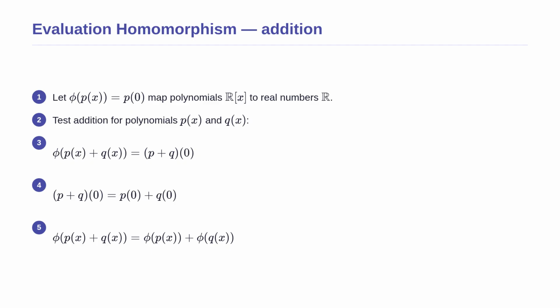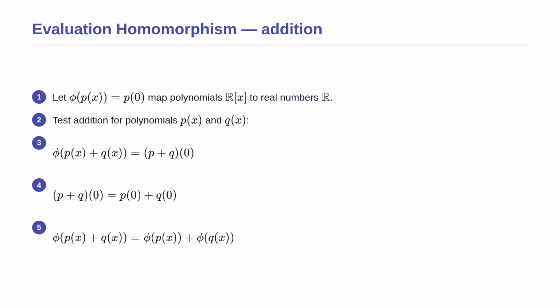Let us look at another powerful example, known as the evaluation homomorphism. Here, we are given a function that takes any polynomial with real coefficients and evaluates it at x equals 0. We need to verify if this acts as a homomorphism from the ring of polynomials to the ring of real numbers. We begin by checking the addition condition.